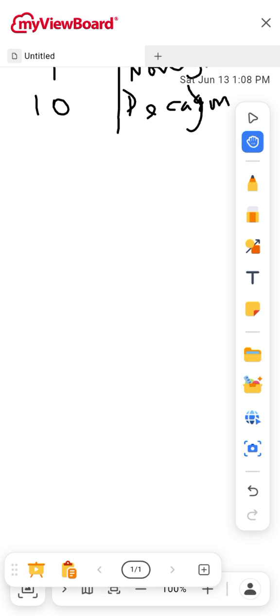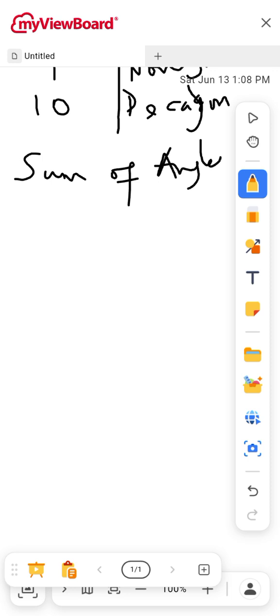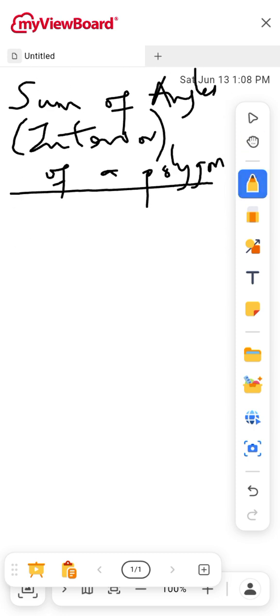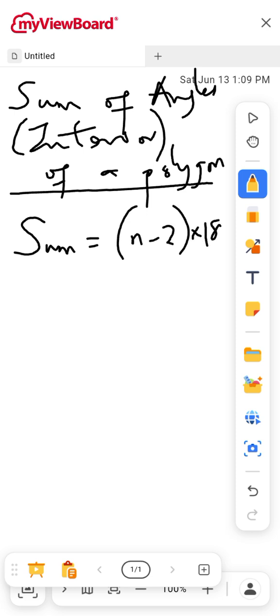Having known all of these sides and the special names by which they are called, now let us move into the sum of angles in a polygon, the sum of interior angles. We have interior and we have exterior, but let's focus on the interior angles of a polygon. The formula for generating the sum of angles, S, is given as open brackets n minus 2, multiplied by 180 degrees.